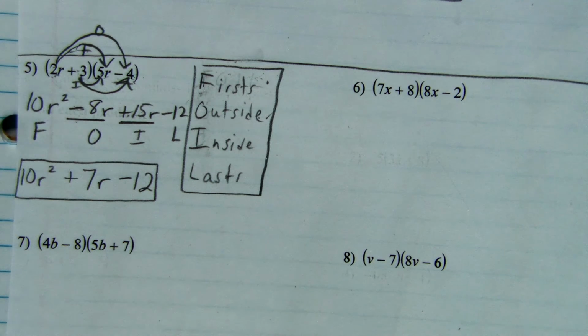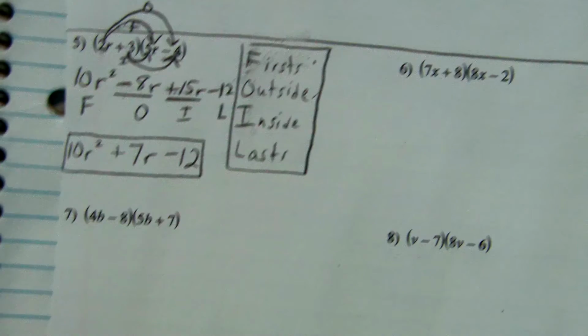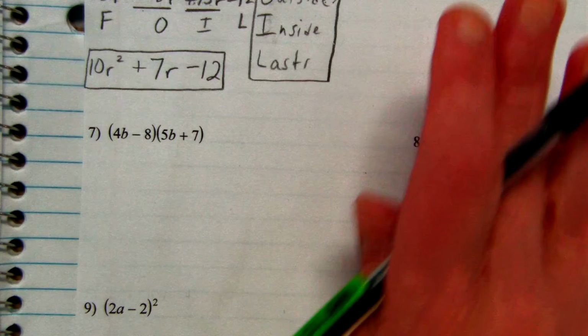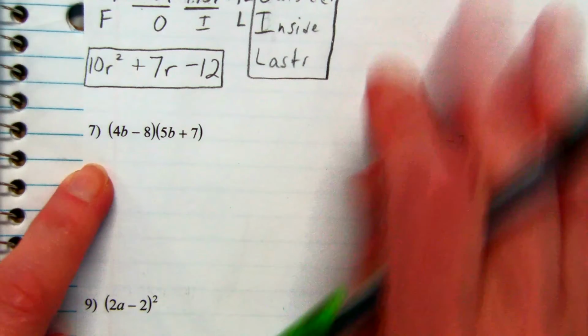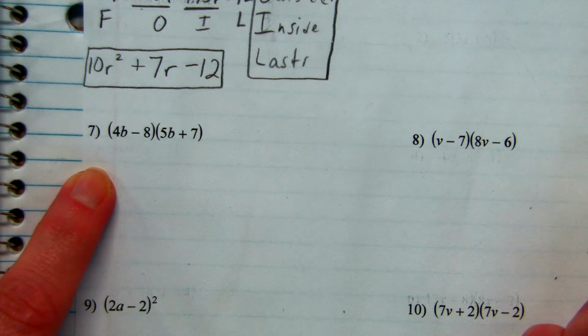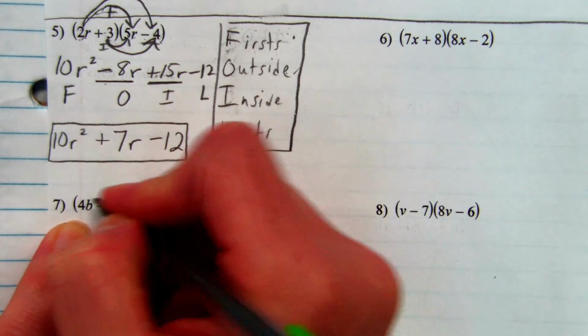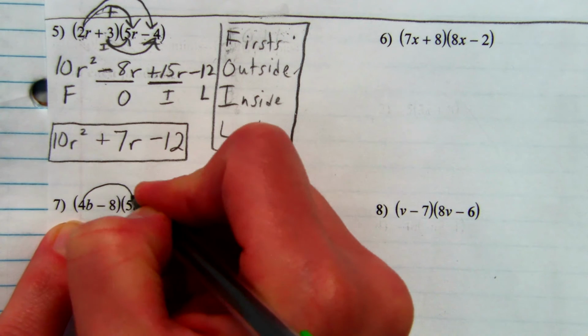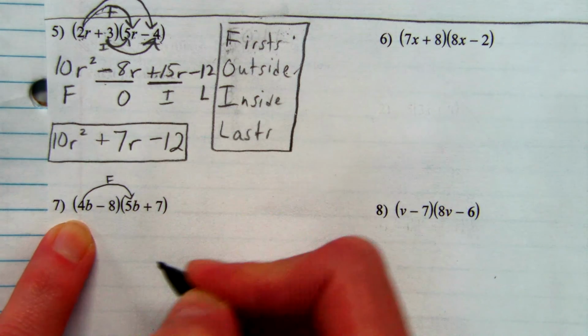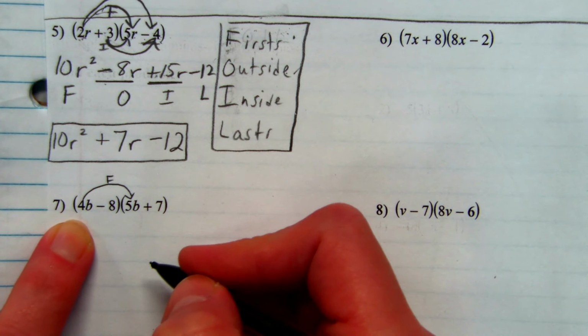I'm going to skip down a little bit to make this a little faster. I've got some extra examples if we need them, but I'm just going to go down to number 7. So I'm going to go through my steps. So my firsts are going to be 4b times 5b. So what will that be?